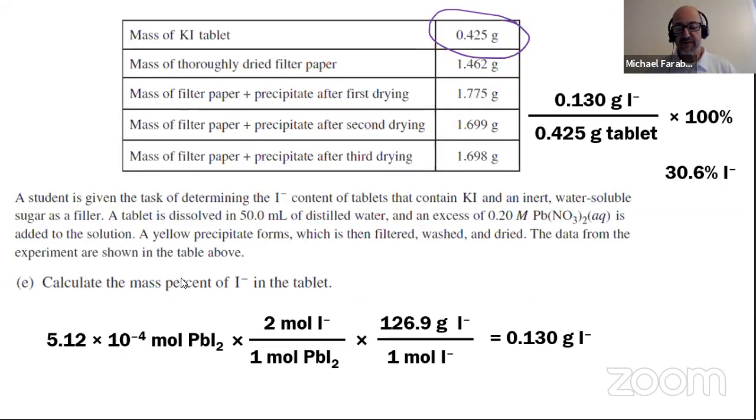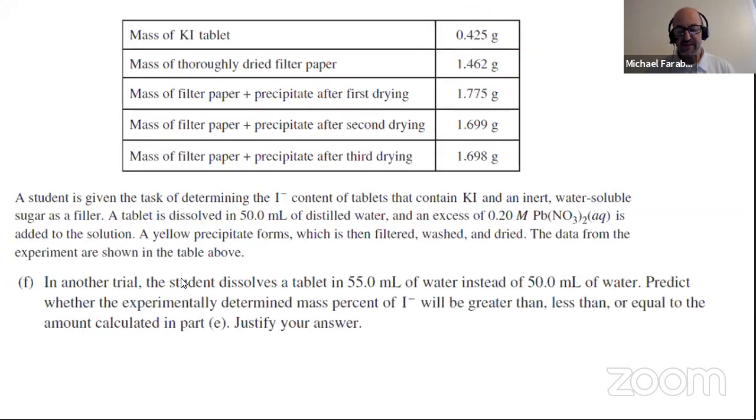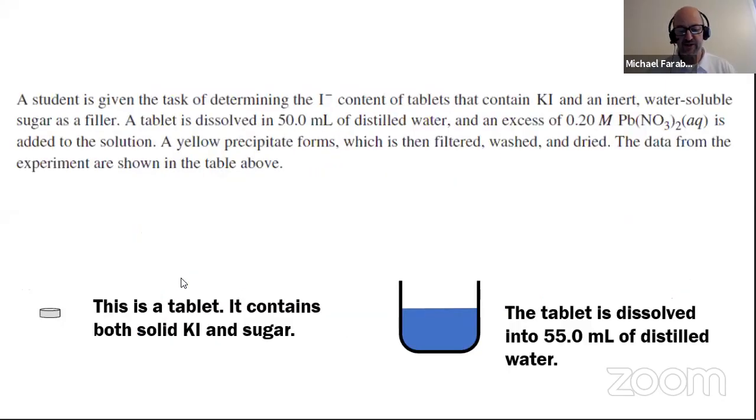All right, the next part of this question said, if we had used, instead of 50.0 milliliters of distilled water, 55.0 milliliters of distilled water to dissolve the tablet, is that going to affect the mass percent of iodide? And if so, is it going to be greater than, less than, or equal to the amount that we just calculated in part E? We'll go back to that procedure.